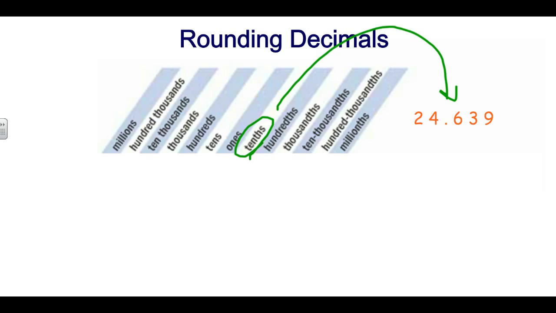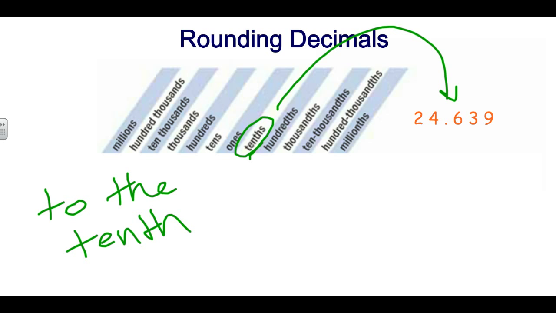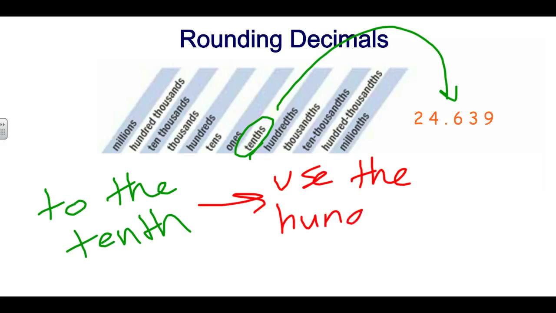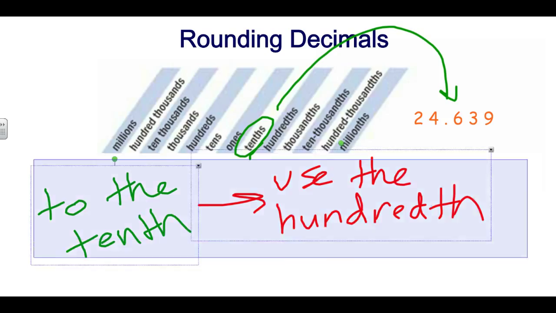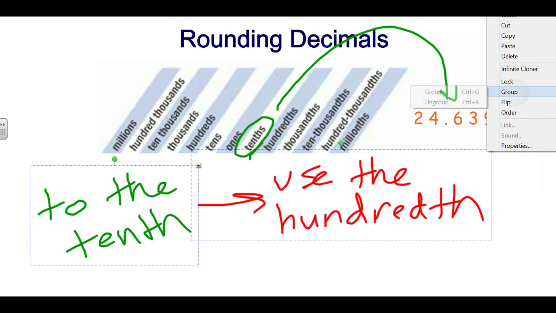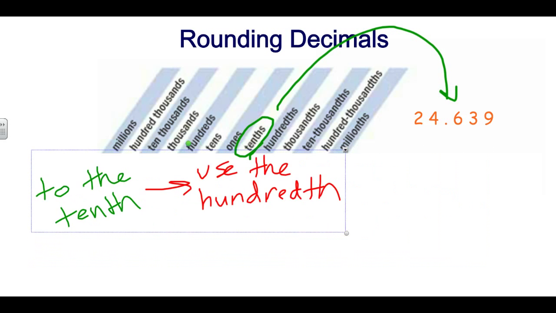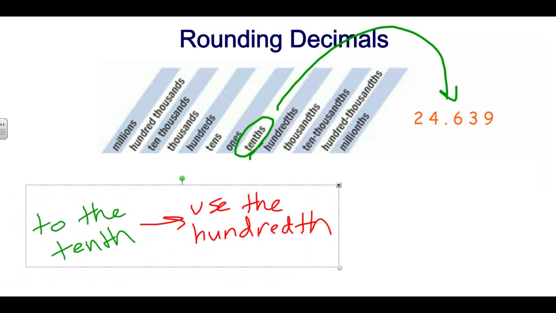And it's not that we're going to use the 6. When we round to the tenth, we are actually going to use the hundredth. So whatever place value is immediately to the right, that is the number that we are going to use to round when we actually go to round the number.